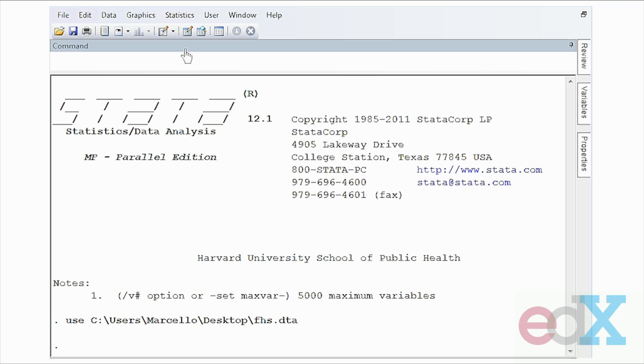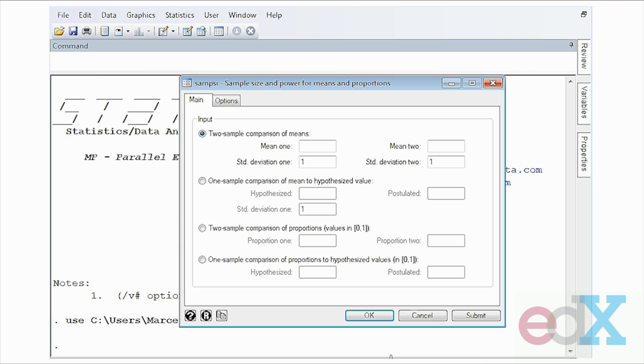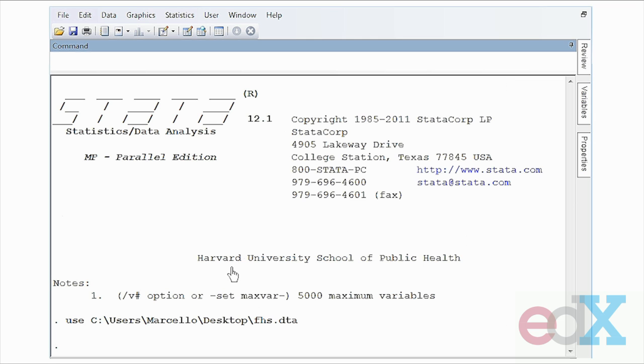So there is a very useful program in Stata. It's called, there it is, click on it, power and sample size. Let's look at the first one, tests of means and proportions, and we see we've got 4 options. Let's start with the second one, which is the one sample comparison of mean to hypothesized value. Now, what it wants from us is the hypothesized value and the standard deviation. And where do you want to calculate the power? That's the postulated. So let's put this aside for 1 second and let's see now.